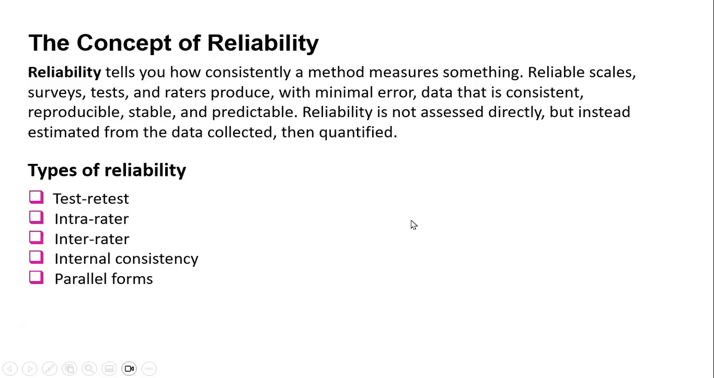There are several types of reliability. This list here gives you most of them. Test-retest reliability, intra-rater reliability, inter-rater reliability, internal consistency, parallel forms.